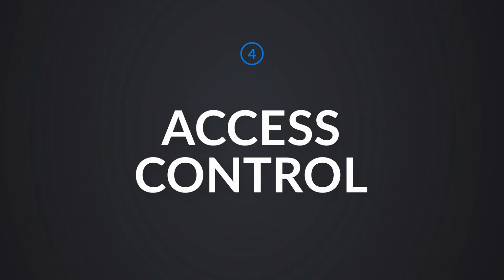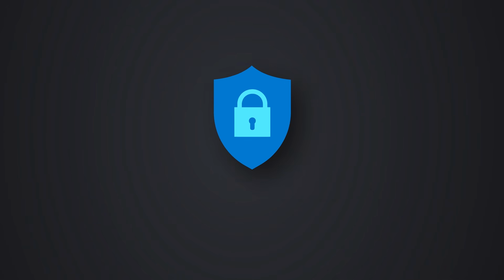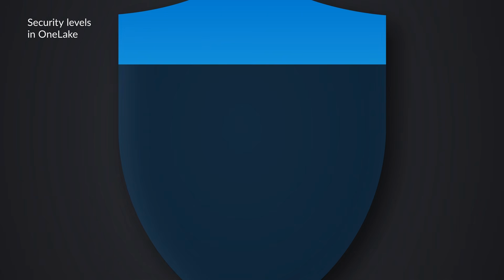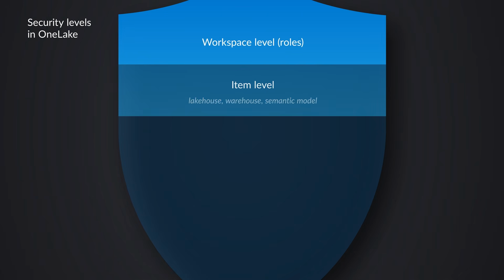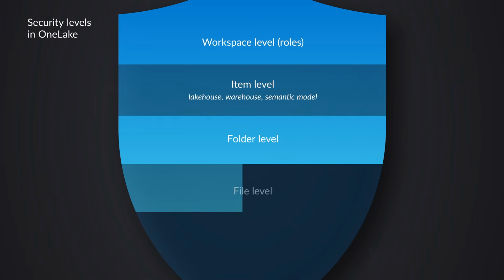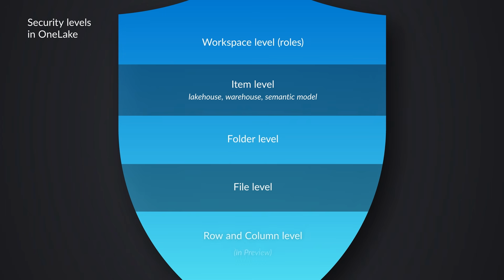Well, in OneLake, you have different levels of access that you can provide. You can set up the top level, which is workspace roles. You can use item level permissions, but you can also use folder and file level security. And you can also do row level and column level security, but it's in preview.